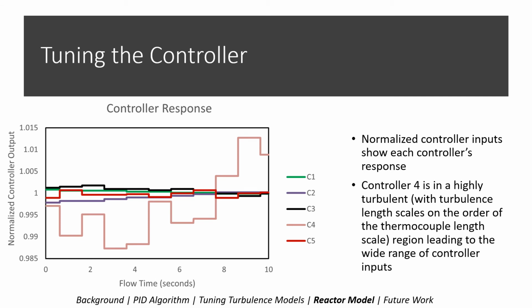Since each of the 5 controllers experience such different environmental conditions, convective timescales, and are at varying locations throughout the reactor, independent tuning is required for each one, basing changes on the integral, derivative, and proportional gains within the controller. As you can see on the plot, this normalized controller input shows the response in 10 seconds of flow time for all 5 controllers. Controller 4 is highly turbulent, which is in reference to the turbulent length scales on the order of the thermocouple length scale, and this region is extremely turbulent as can be seen on the next slide animation.